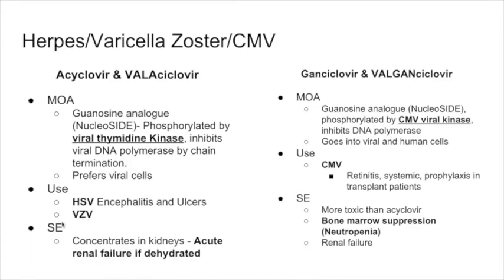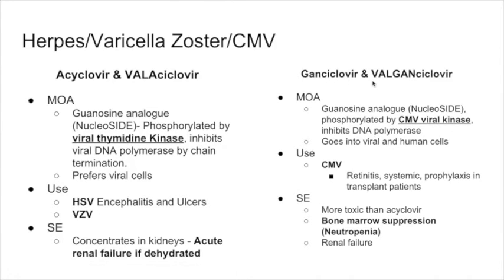A side effect for acyclovir specifically is that it concentrates in the kidneys. So if the patient is not well hydrated, it can cause acute renal failure. That's also a high yield point. It causes crystals, and that's how it causes acute renal failure. I've actually seen 2 or 3 questions on UWorld or some of the other question banks talking specifically about this. So this is a high yield point for acyclovir.